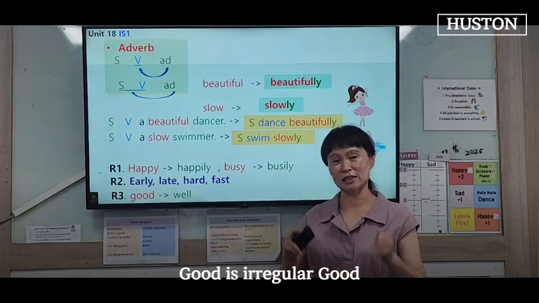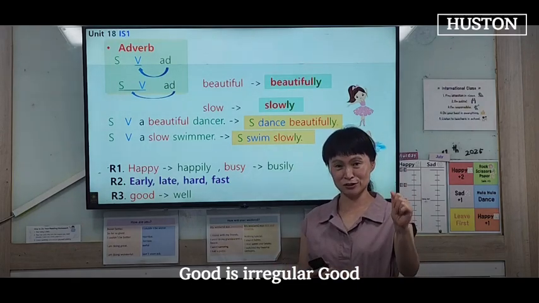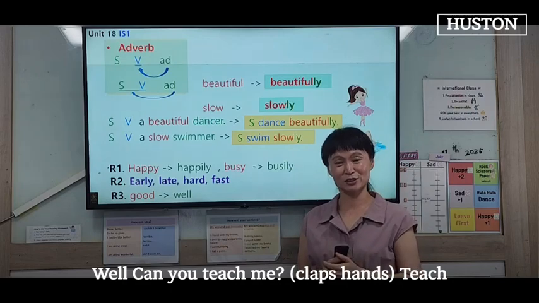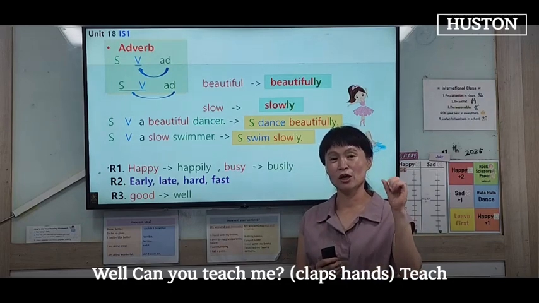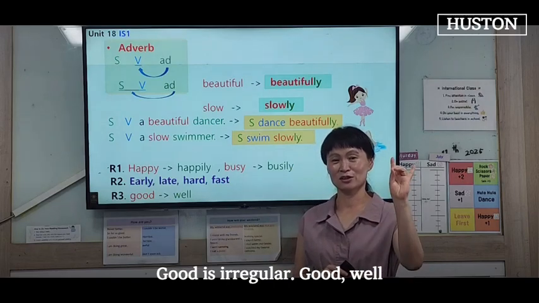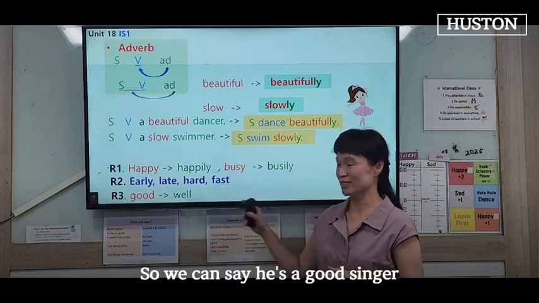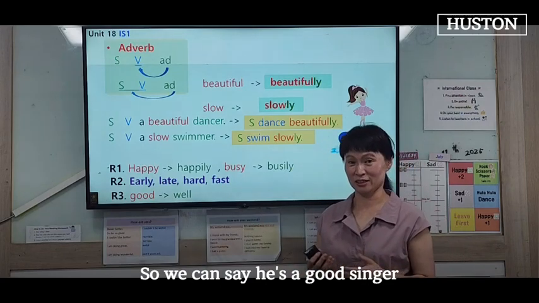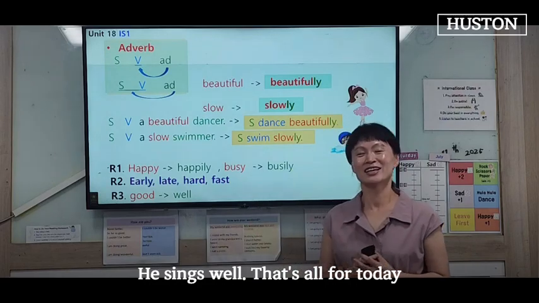Good is irregular. Good, well. Can you teach me? Teach. Good is irregular. Good, well. So we can say he's a good singer. He sings well.